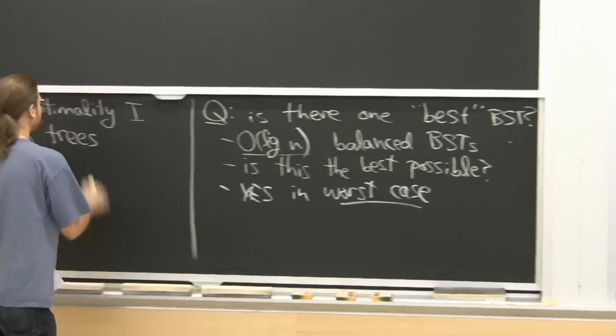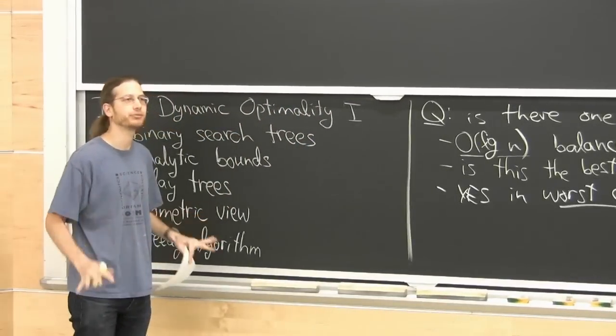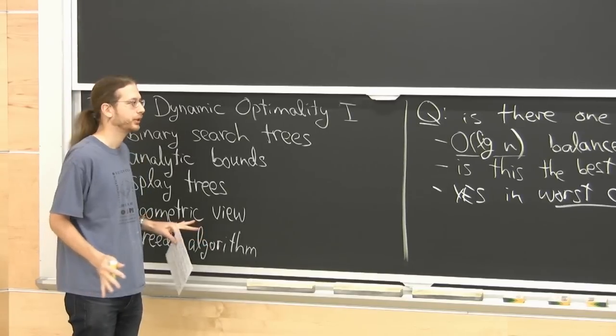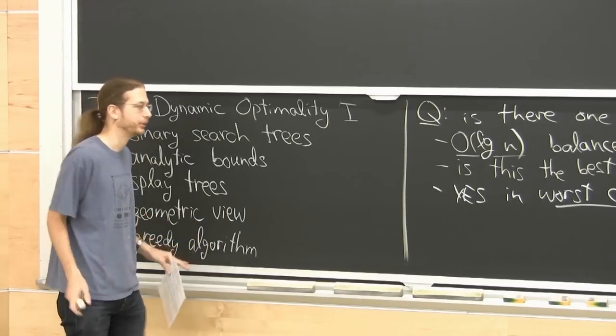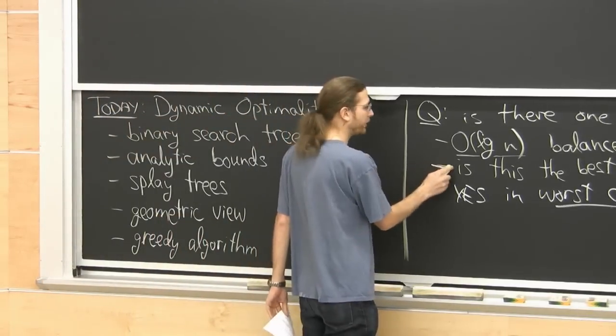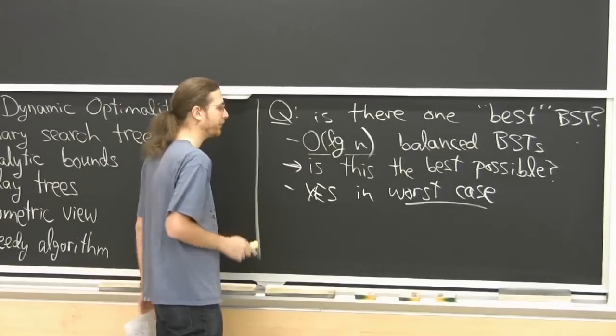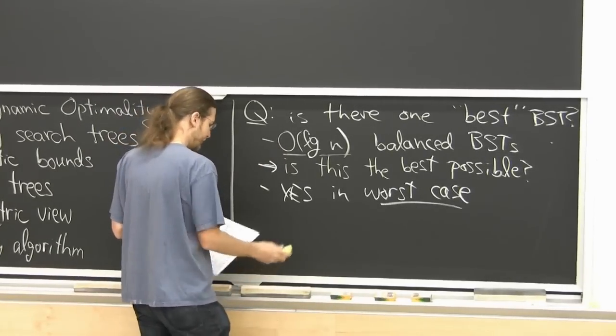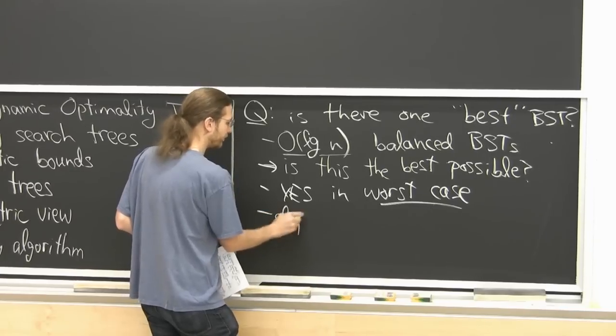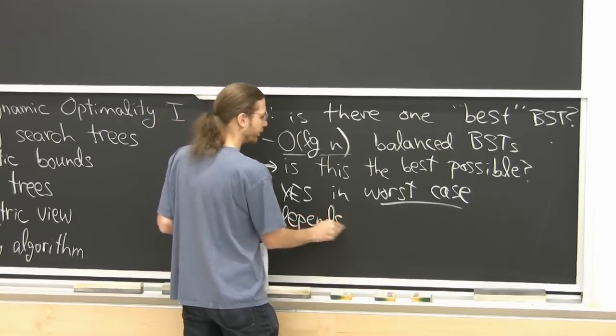The name of the game in dynamic optimality is to consider every case separately and do as well as you can all the time. In general, the answer to this question, is log n best possible, depends on the access sequence, depends on what you're searching for.